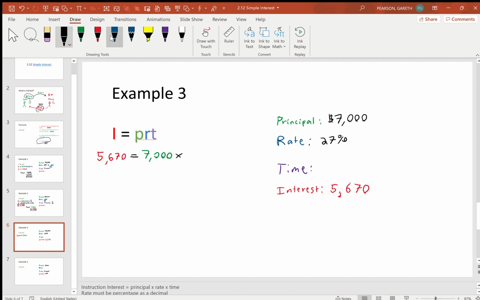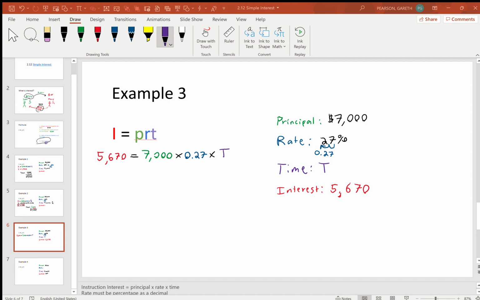times the rate. Now again, I can't put in 27, I have to make it a decimal. With that decimal point 2 spots to the left, that becomes 0.27. So 7,000 times 0.27 times my time, which I still don't know. So I'm going to set it up like that. Okay, now this seems like an equation. I'm going to start by doing the one thing I know I can do with these numbers. I have to multiply 7,000 times 0.27, so let me do that. 7,000 times 0.27 equals 1,890.